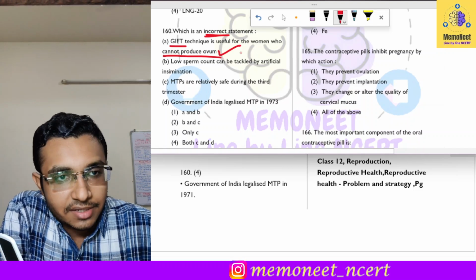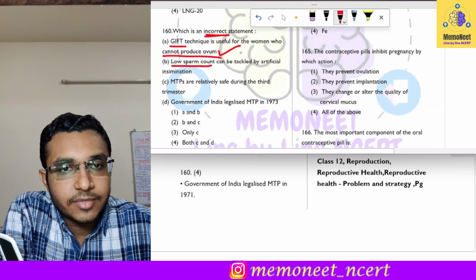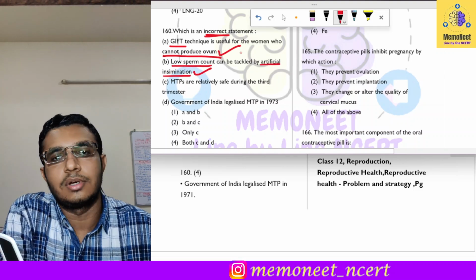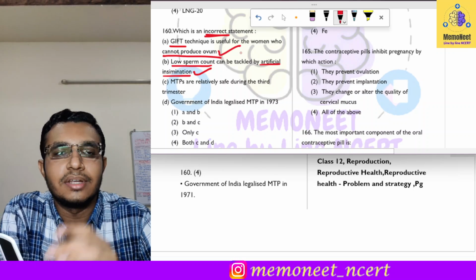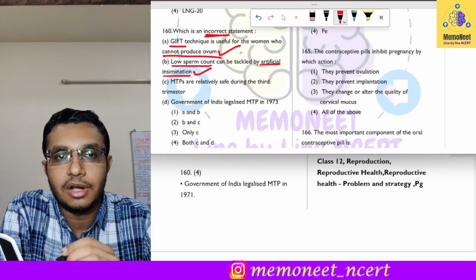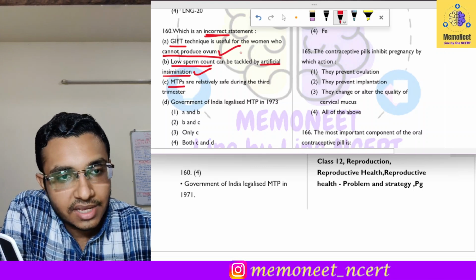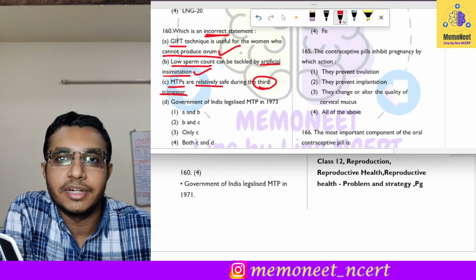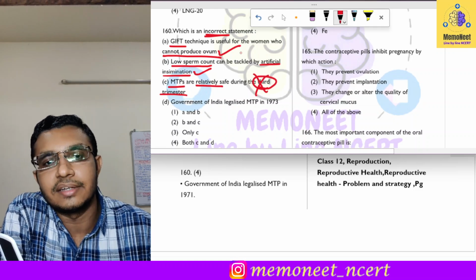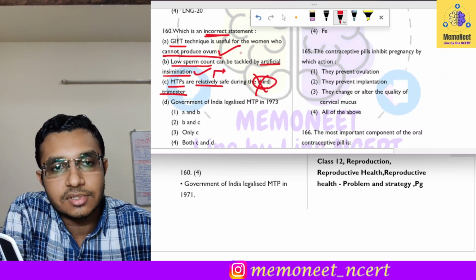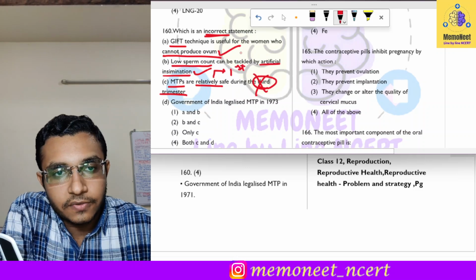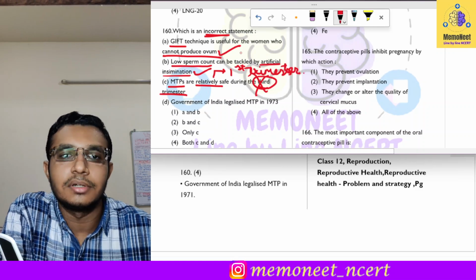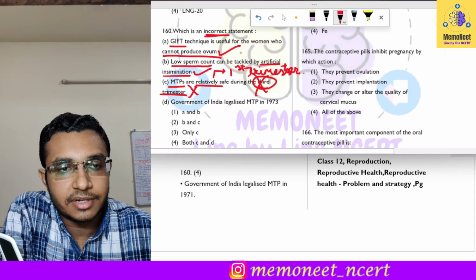Now the second statement is low sperm count can be tackled by artificial insemination. So yes, this statement is also correct. Artificial insemination is a method to tackle the low sperm count. Next statement is MTPs are relatively safe during the third trimester. Now is this statement correct? No, this statement is incorrect because MTPs are relatively safe only up to the first trimester, not the third trimester. So this statement is incorrect.